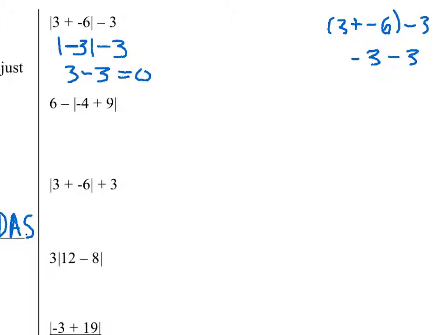Next one, step 1. We have to find the value of what's inside the absolute value symbol. First step. That's all we're going to do here. Find the value of what's inside the absolute value symbol. -4 plus 9.